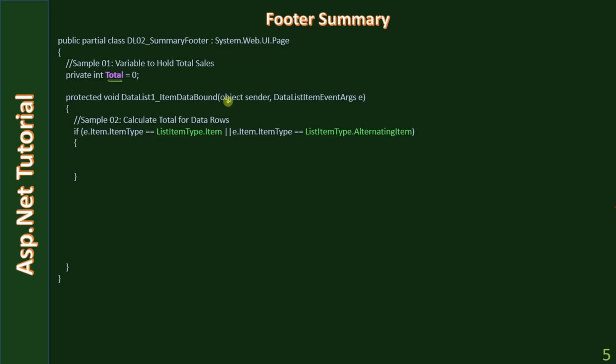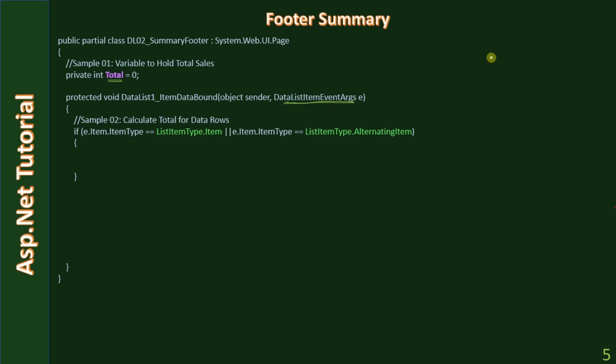So here, if you see, the DataListItemEventArgs gets passed to this ItemDataBound event, and we will be using this object passed in as a parameter. Using that, we can examine what type of item is displayed in the data list.